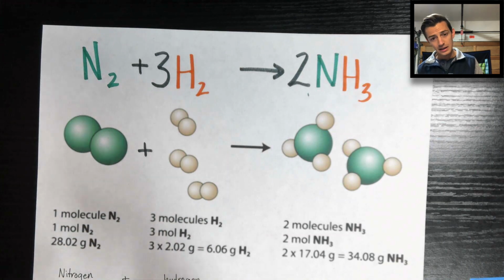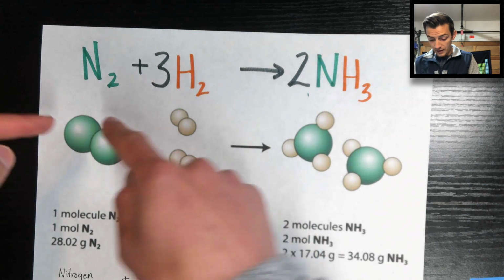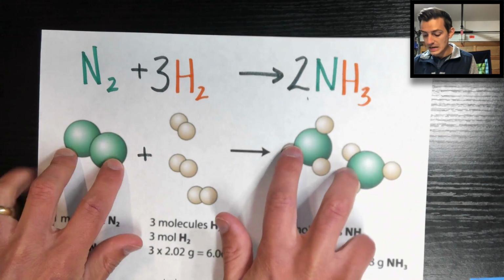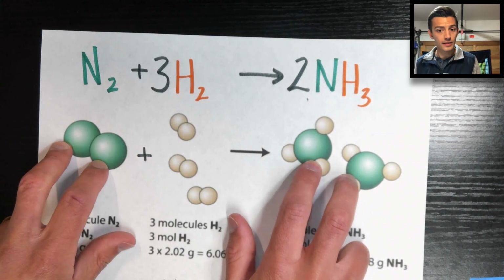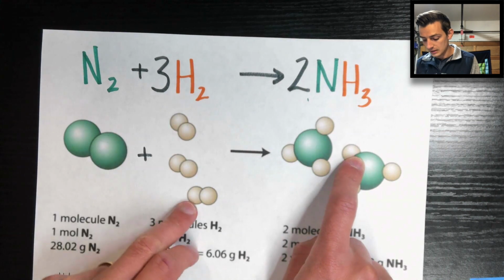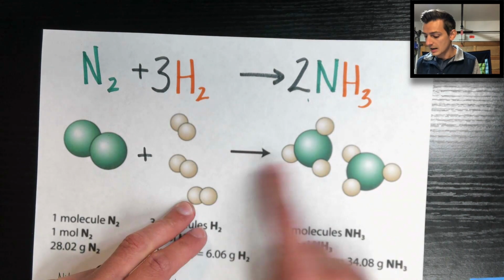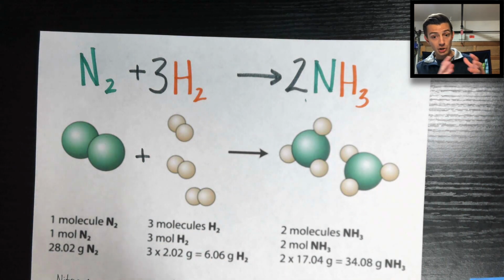It's a recipe, it's balanced, and the reason it's balanced is because if I actually count the number of green spheres here, which represent the nitrogen element, it's the same on the left of the arrow as it is on the right. And if I count the number of tan spheres, it's the same on the left. There's 6 here as there are on the right. So it is balanced because there's the same amount of stuff that I start with as I end with.